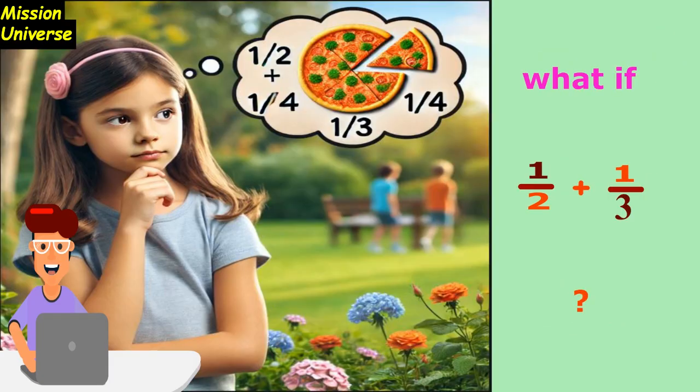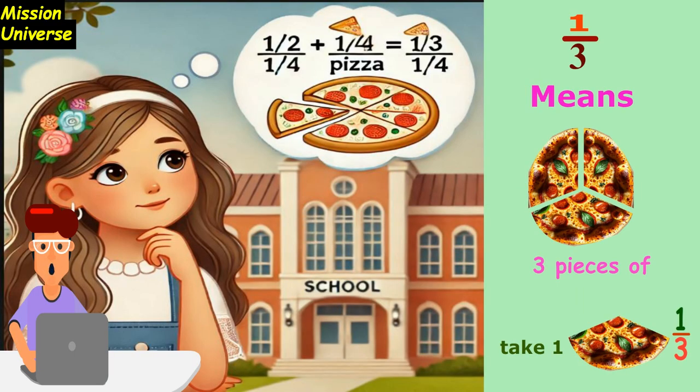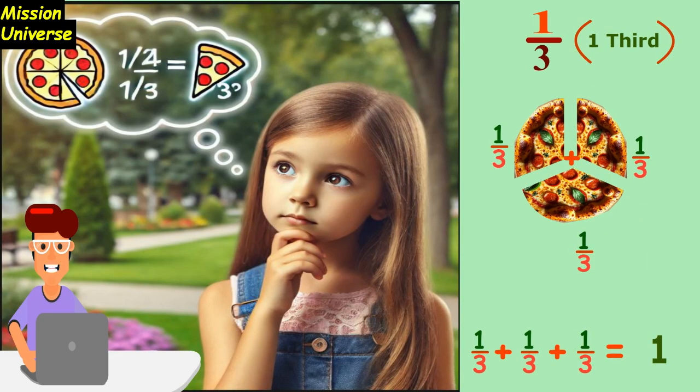But what if you add 1 upon 2 plus 1 upon 3? What will it be and how will you add that? Let's learn. 1 upon 3 means 3 equal pieces of pizza and you take 1 from them. That 1 part of pizza is called 1/3. If you divide 1 full pizza into 3 equal pieces and you take 1 piece from them, that will be 1/3 part of pizza.